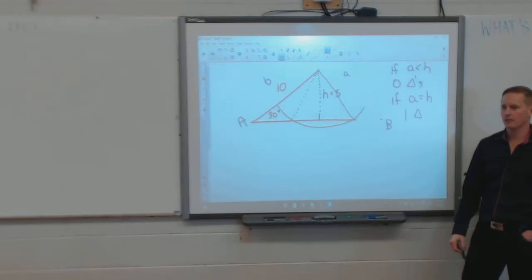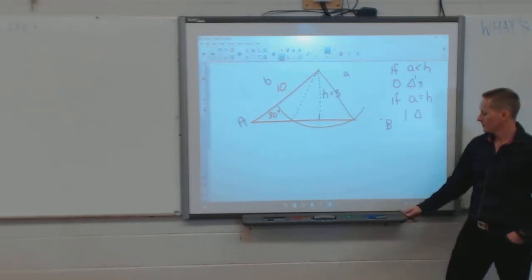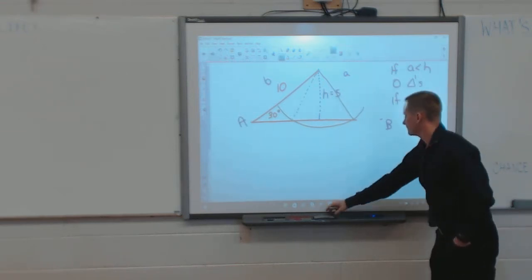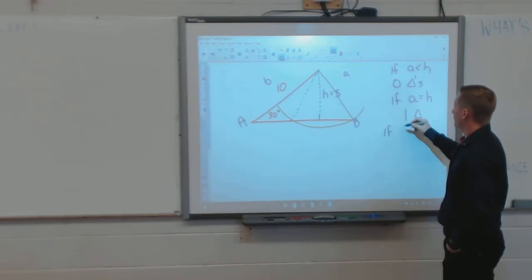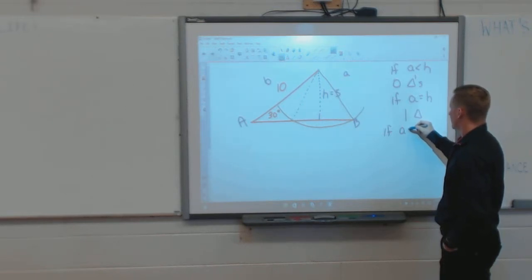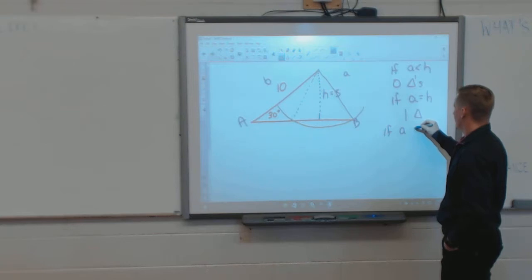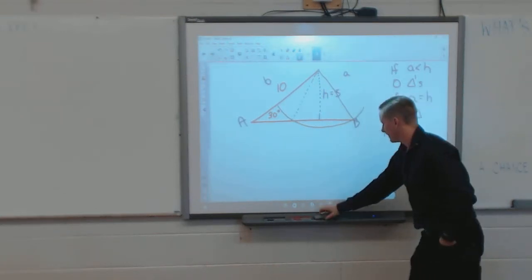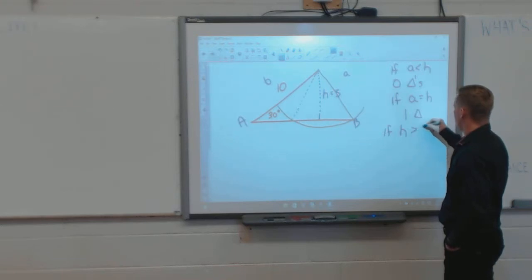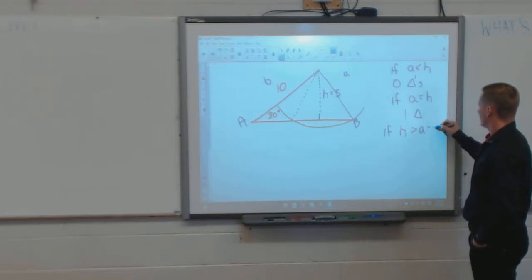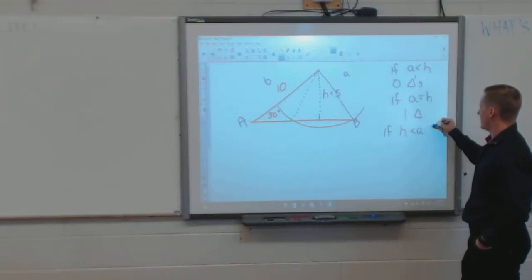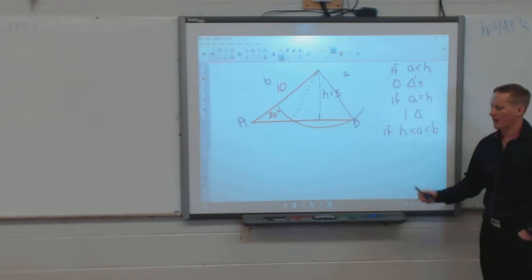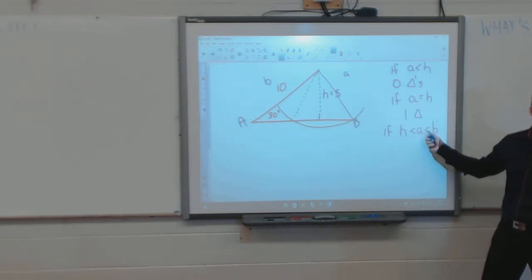Right? You all remember this now? Okay. So if A is... how do I want to do this? Isn't it if B is less? H is greater than A, no, we're going to do this the other way, and A is less than B. It's got to be H is less than A is less than B, right? So A has to be greater than H, but less than B.